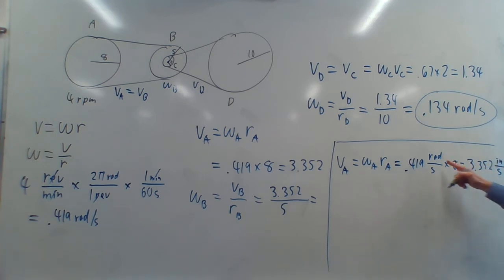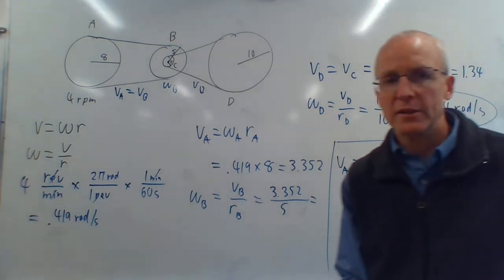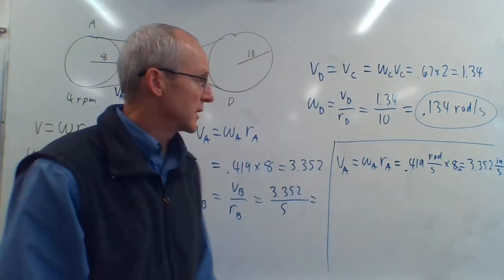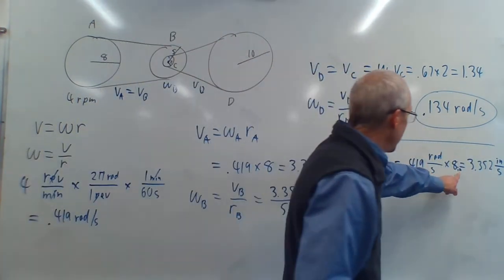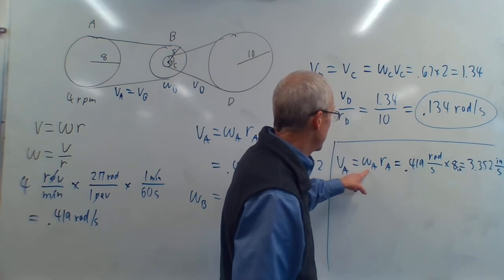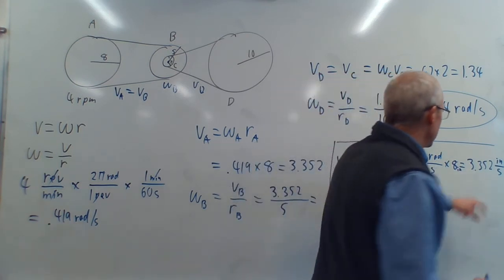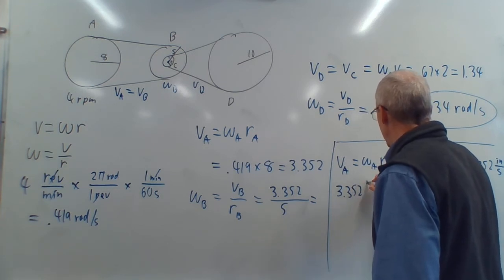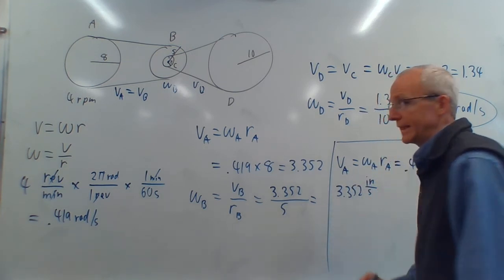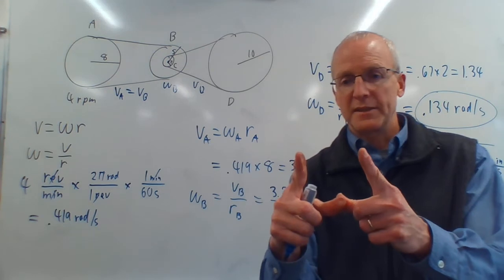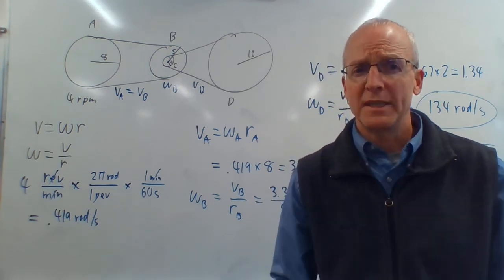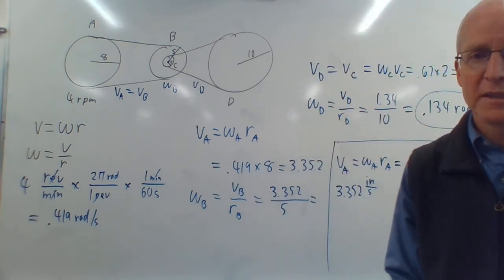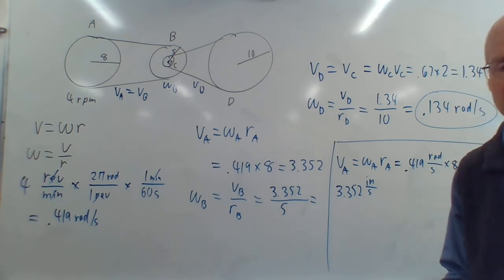Inches per second. Radians kind of don't count. They just kind of go away. That's the magic of radians. So the units I had here were times 8 inches, the radius is 8 inches, and omega is per second. So 3.352 inches per second. Okay, that's not very fast, right? You're going like this much a second. That's going to be a really small miles per hour. So just be aware, we better get a small miles per hour.